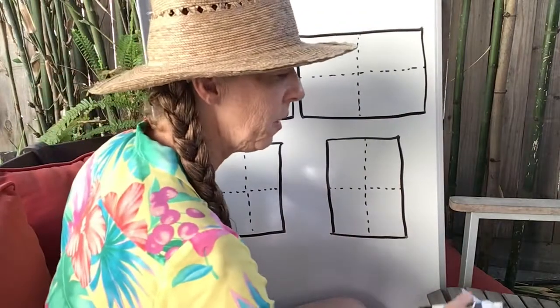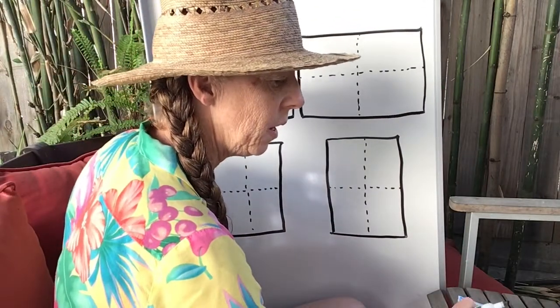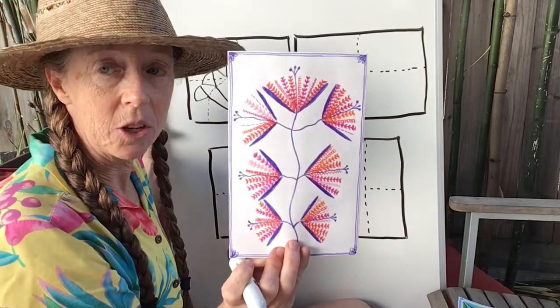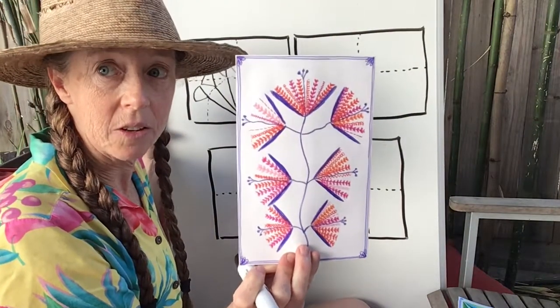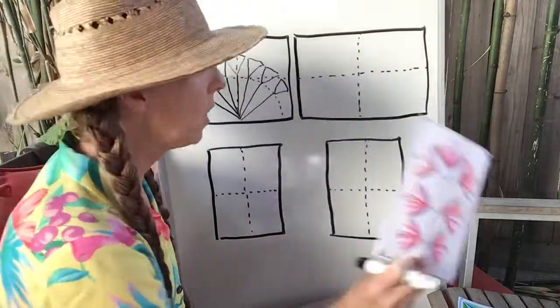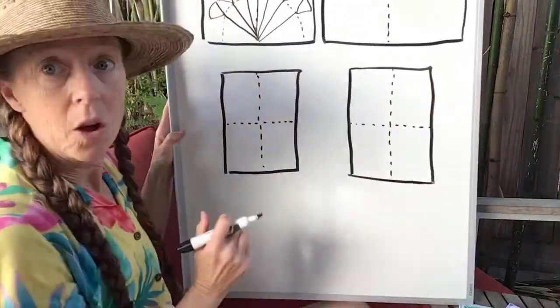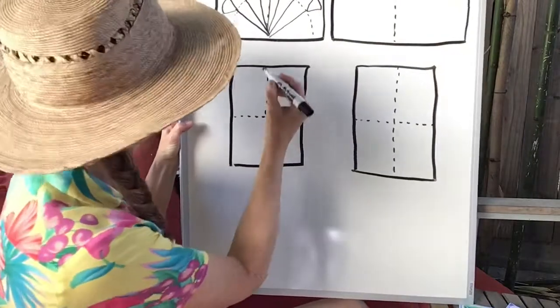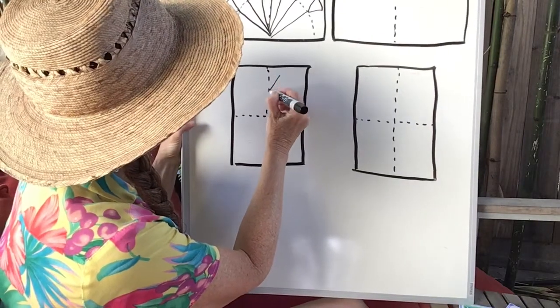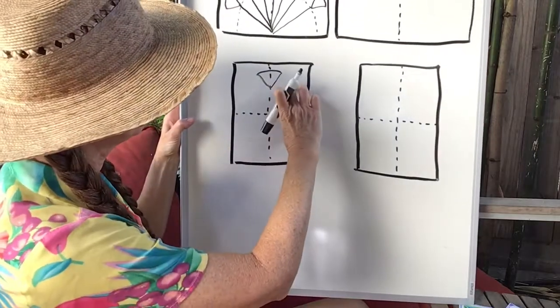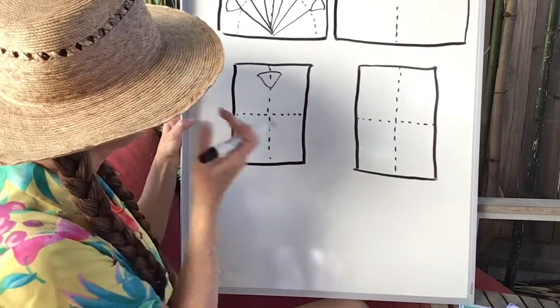All right, let's go to another one. Let's go to this one. So this is a vertical configuration, and you can see there's 3 on each side and 1 at the top center. So I'm going to start here with the 1 at the top center. There's my top center.